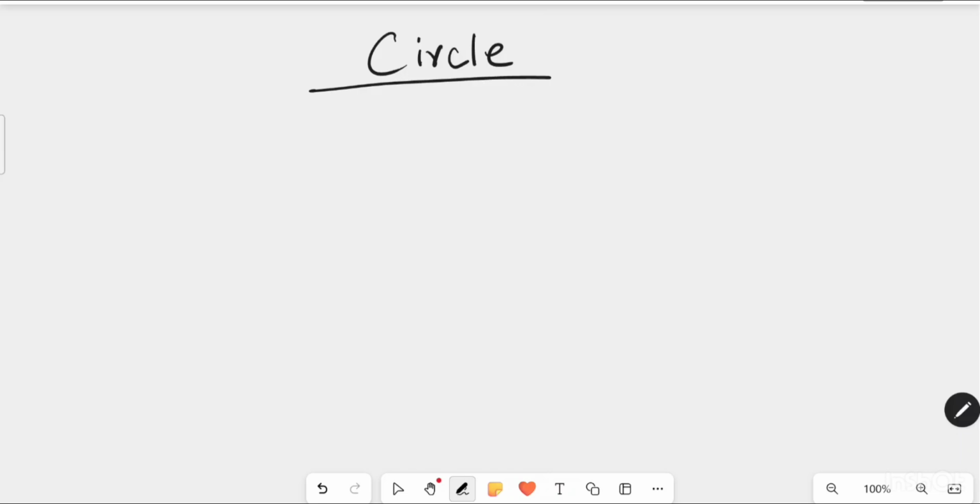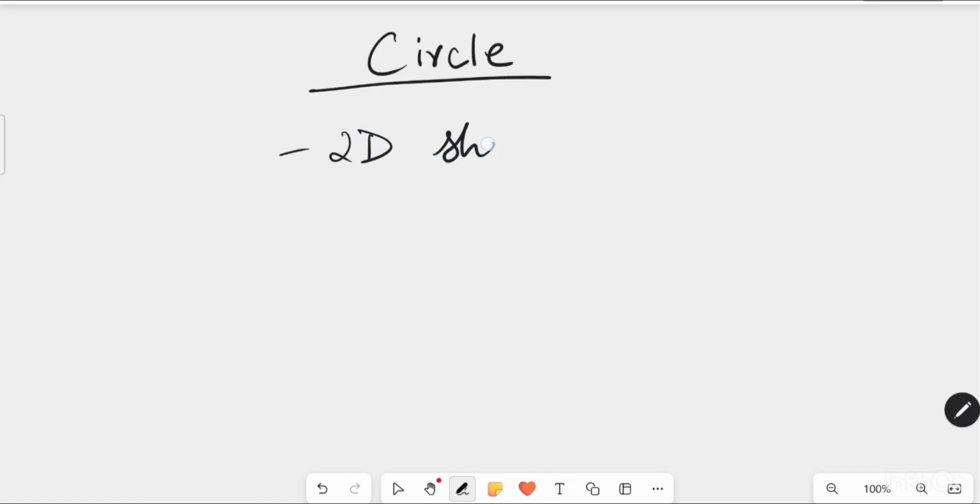In today's class we will understand one of the most important topics, circle. So what is circle? A circle is a closed 2D shape where every point on the boundary is at the same distance from a fixed point.